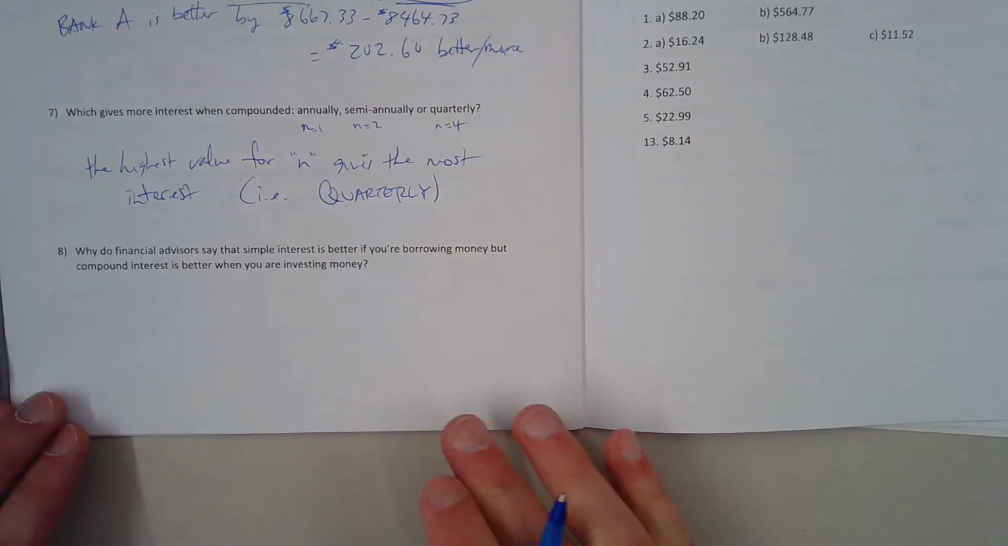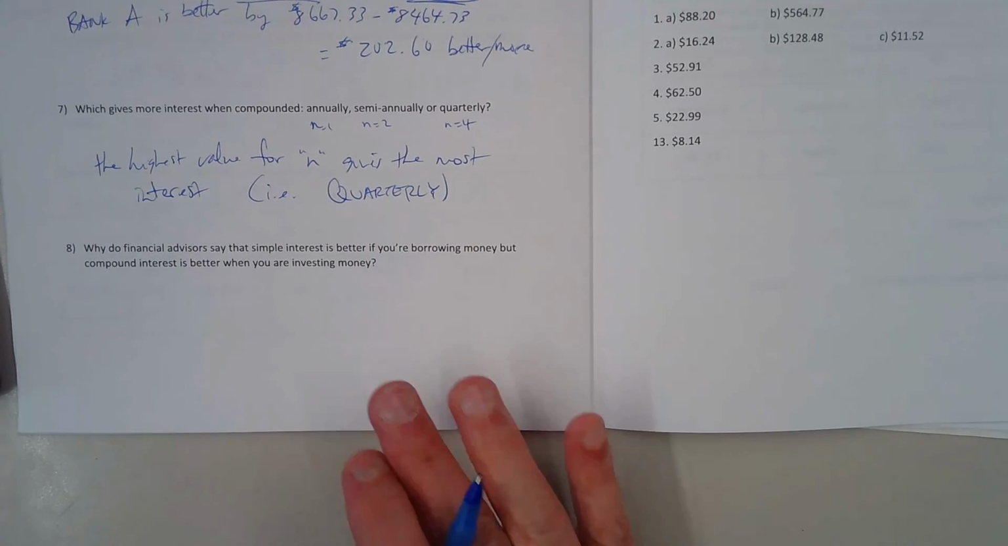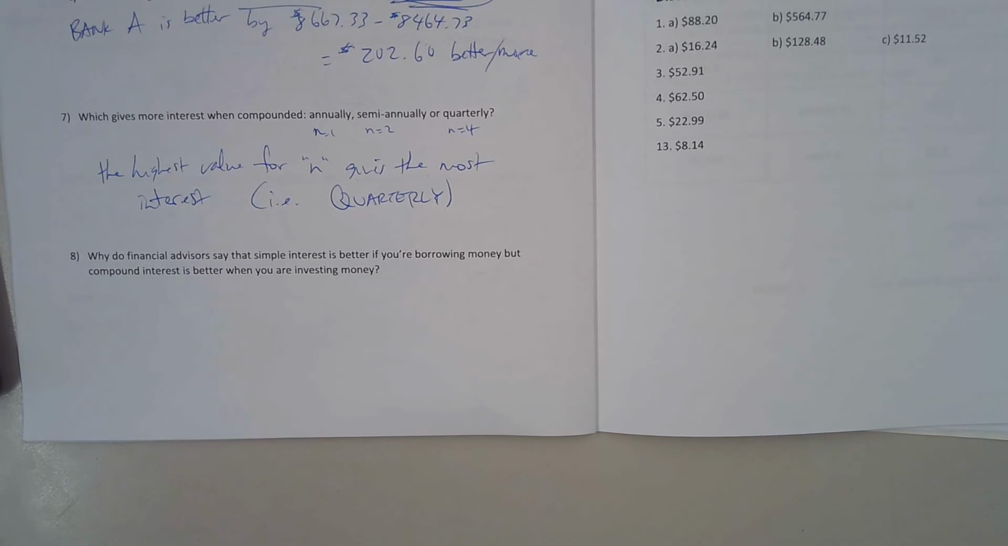Number 8, why do financial advisors say that simple interest is better if you're borrowing money, but compound interest is better when you're investing money? Interest. Yeah, it has to do with interest on interest, right? Yeah, when you're borrowing money, you don't want to pay interest on interest. Yeah. But when you're investing, you absolutely want the interest to earn interest. So it's kind of the whole idea that we've been talking about. So compounding when borrowing, bad. Compounding when investing, good. That's basically it.